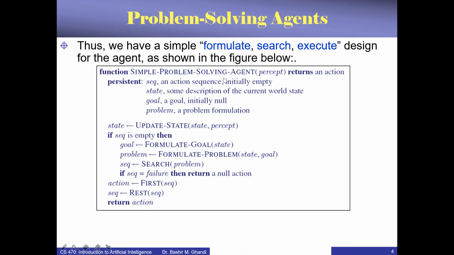Simple problem-solving agents. They receive a percept and they will return an action. Now, these agents keep a number of pieces of information. One is the sequence, an action sequence, initially empty. Basically, this is the purpose of the search, to find the action sequence that will solve the problem. Then we have state. This is some description of the current world state. And then we have the goal, of course initially null, because we have to go through the process of formulating the goal. And problem. Again, the problem has to be formulated. So out of these four items, you can see it's only the state that the system knows for now. We have to generate the sequence, formulate the goal, formulate the problem, and then go ahead and do the search.